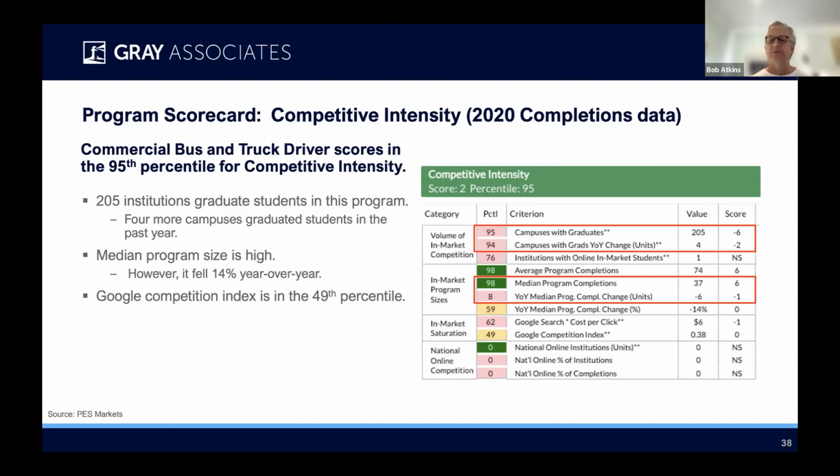Then we look at Google cost per click, and it's not terrible, but it's not great. We're at the 62nd percentile in terms of cost. The competition index is fine. It's at average 49%, 49th percentile. And that index you see here at a 0.38 works on a 0 to 1 scale, with 1 being most competitive. So we're well below the midpoint of that in terms of the actual scale itself, which amongst our programs is the 49th percentile.